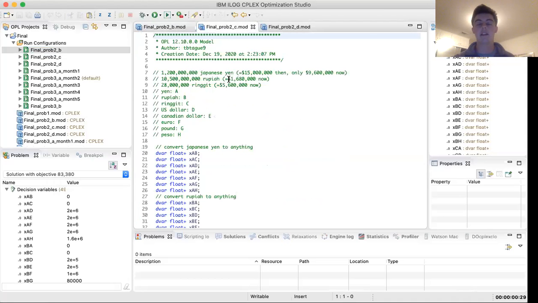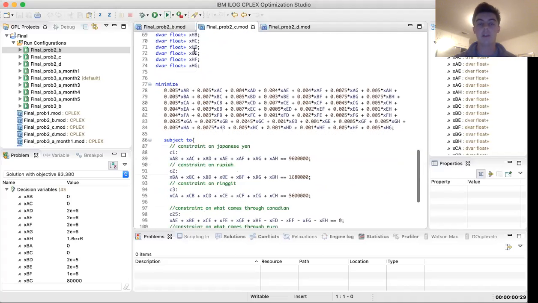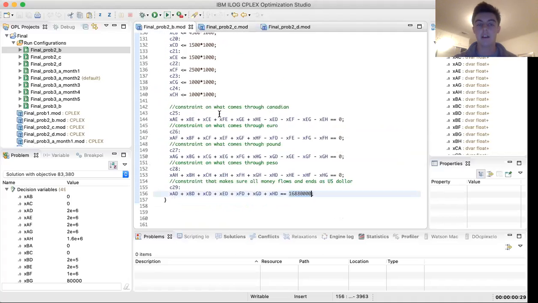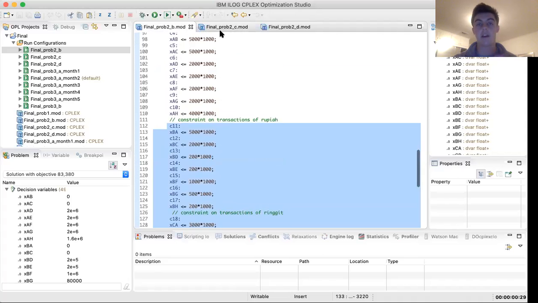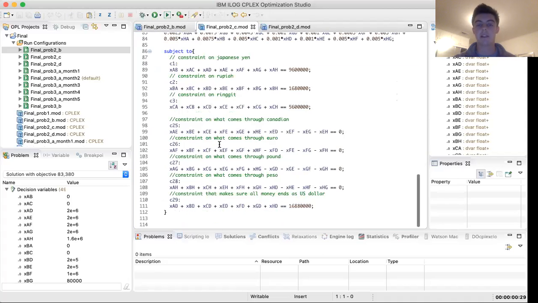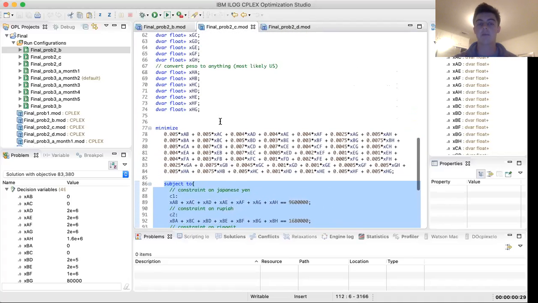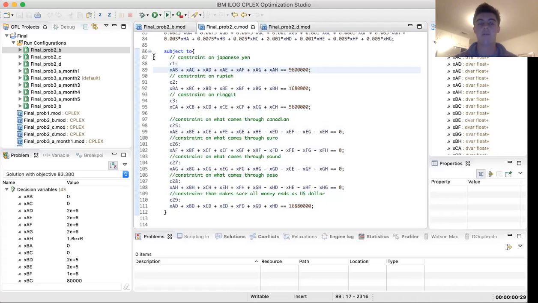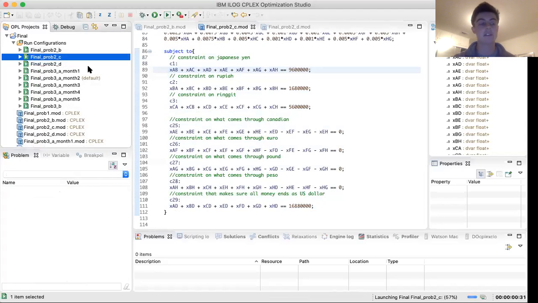When we moved to part C, the transaction limits had been eliminated. The World Trade Organization said no transaction limits. So simply, it's the exact same problem from B right here. However, all these constraints, the transaction limits, we then remove. So part C, very simply, every other constraint is the same. The problem is exactly the same besides removing those transaction limits out of rupiah, ringgit, and yen. So when we run part C, you'd expect to have a lower cost given that there are not as many limits and you can do fewer transactions.